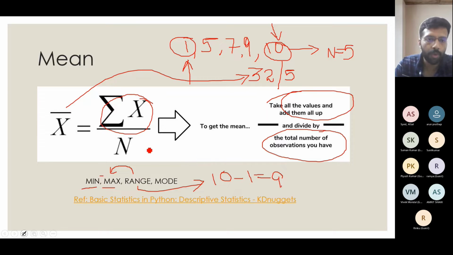And the next thing is mode. Mode is like the. Sorry, I have one question here. Range, I'm talking about, is it 0 to 9 or just 9, the number?